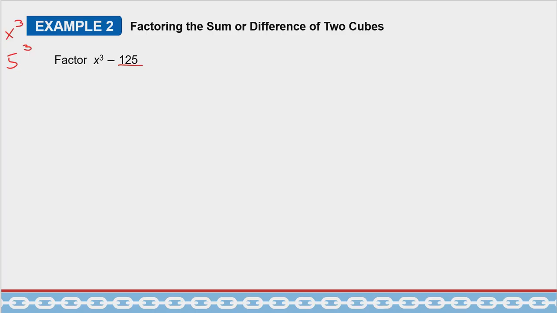On the previous slide, we had the difference of two cubes formula that told us, just copying from the previous slide, a to the third minus b to the third is the same as a minus b times a squared plus a times b plus b squared.